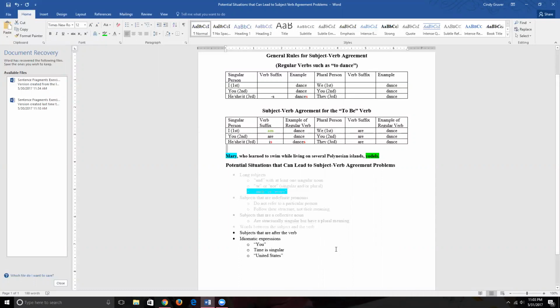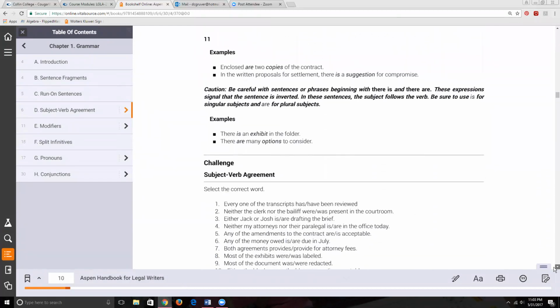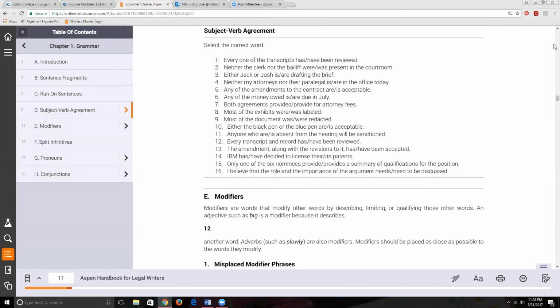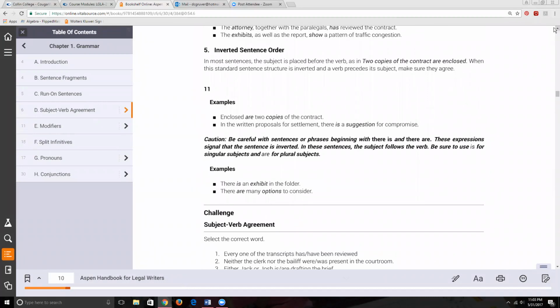Okay, subjects that are after the verb. This is an inverted sentence situation. Let me go back to our text here. We have inverted sentence order. And this is when you have the verb coming before the subject. We see that structure in poetry pretty commonly, but we also see it occasionally in written or spoken English. It sounds a little odd to our ears, but it's not grammatically incorrect.